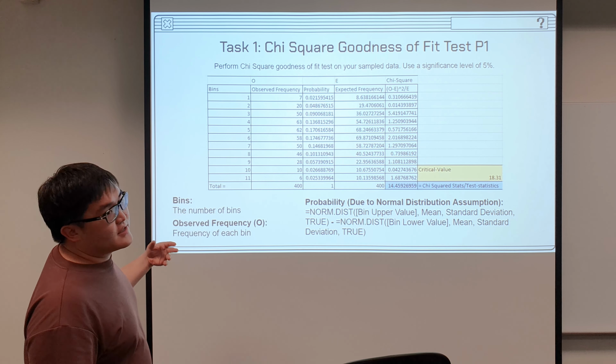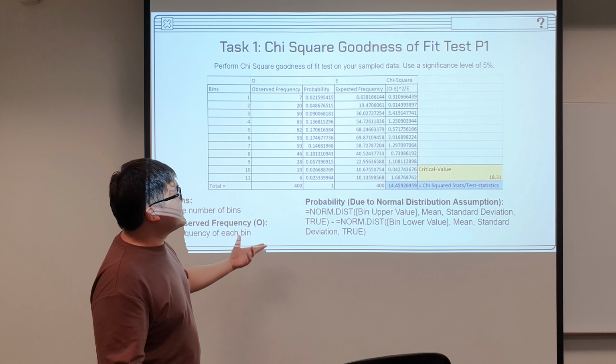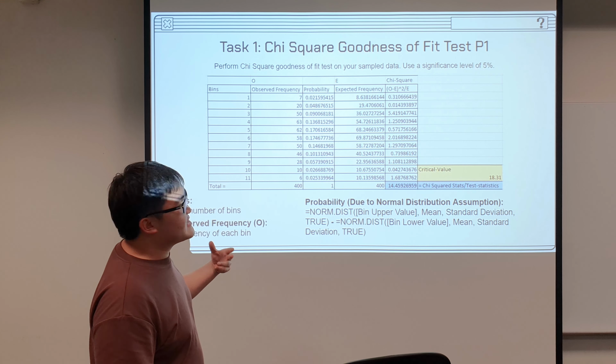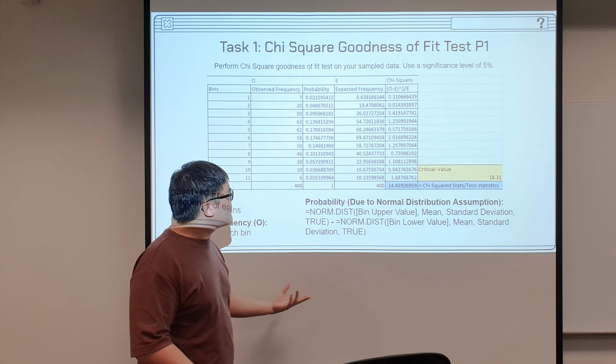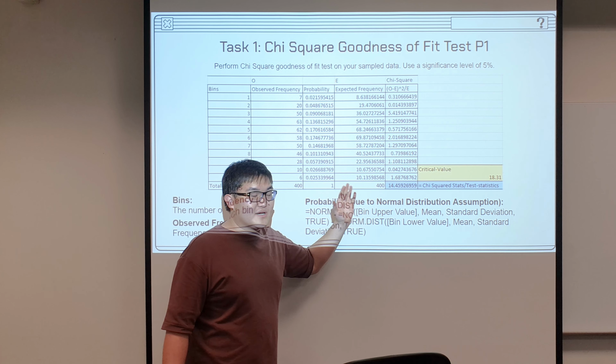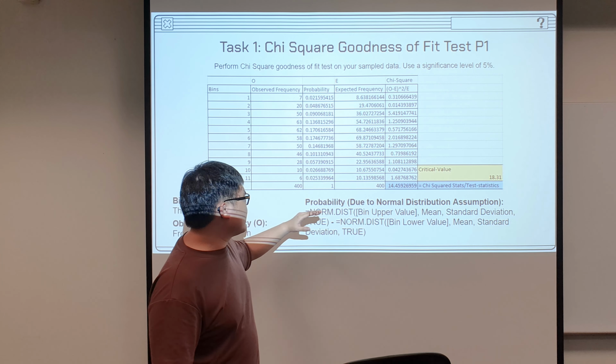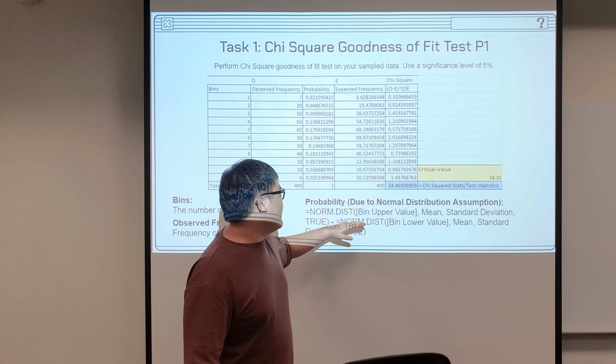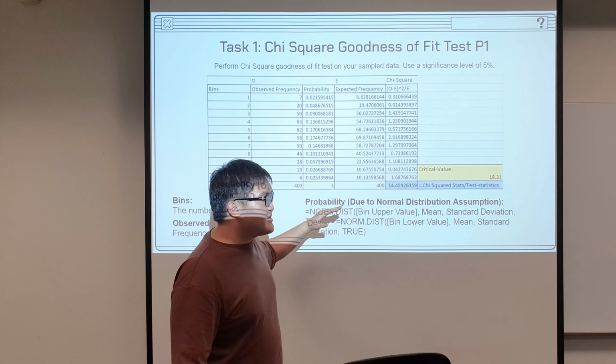From there on, I performed the chi-square goodness of fit test on the data with a significance level of 5%. The number of bins is of course 11, and the observed frequency is the frequency of each bin that we covered earlier on. The probability due to the normal distribution assumption is the normal distribution of the upper value minus the normal distribution of the lower value.